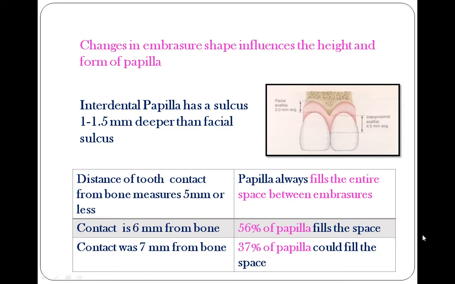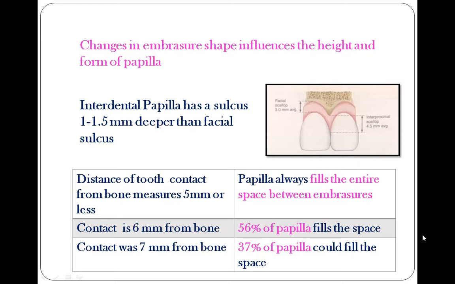The interdental papilla ideally has a sulcus which is about 1 to 1.5 millimeters deeper than the gingival or the facial sulcus. Now this can be explained from the picture as the free gingival margin is about 3 millimeters from the underlying alveolar bone, whereas the papillary tip is about 4 to 4.5 millimeters above the alveolar bone. So this difference of 1 to 1.5 millimeters gives a deeper sulcus depth to the interdental papillae.